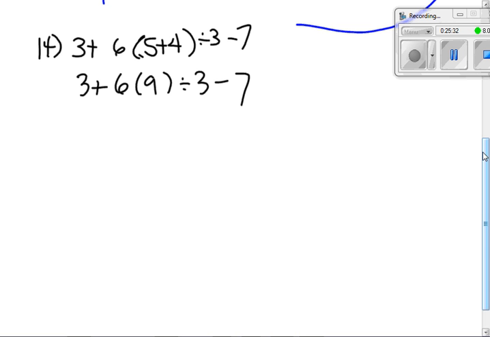Write the 3 down. We don't want to forget the 3, so we write it down again. Plus. Yeah, what's 6 times 9? 54. Yep, so it's plus 54. You might need a helper out there. 54 divided by 3 is 18. So it's still 3 plus 18. Minus 7. So it's 8 plus... Or 8 plus 3, right? Yep. Now you got it.